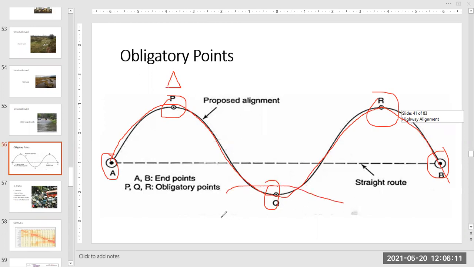This can be a mountain. This can be a river. What are the positive obligatory points I told? Mountain, river, a nearby place, nearby a town.